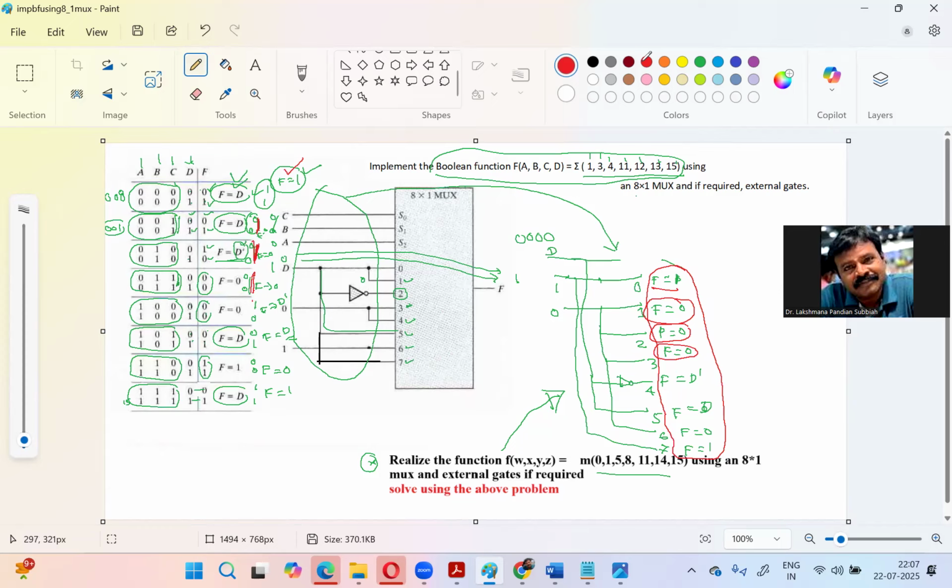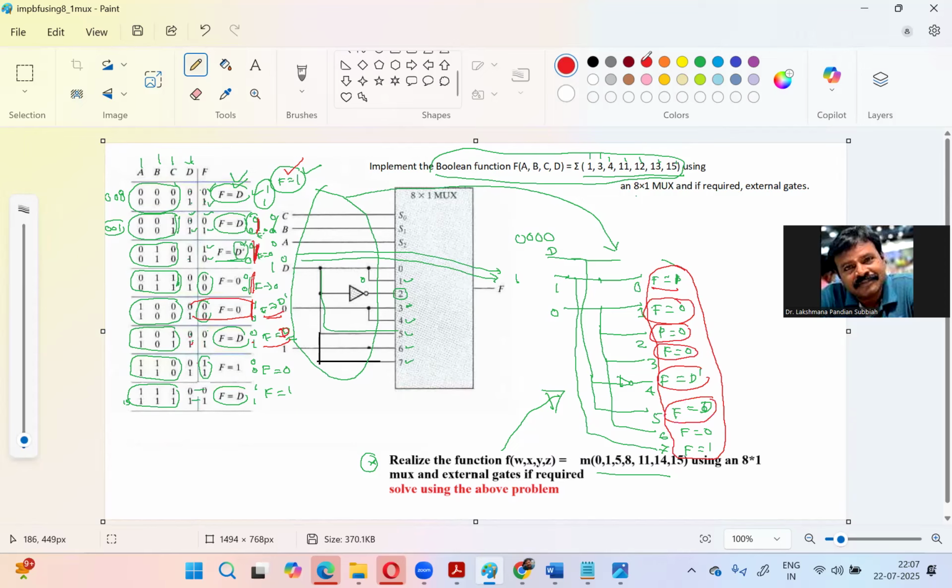Then here we are having F equal to D dash. Because 0 is converted into 1, 1 is converted into 0. So F equal to D dash. So you put it now, F equal to D dash. Next one is 5. For that 5, we are having 0 to 0, 1 to 1. So directly we are getting now D. F equal to D.